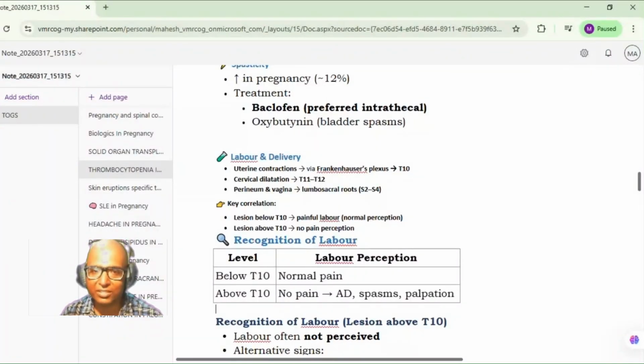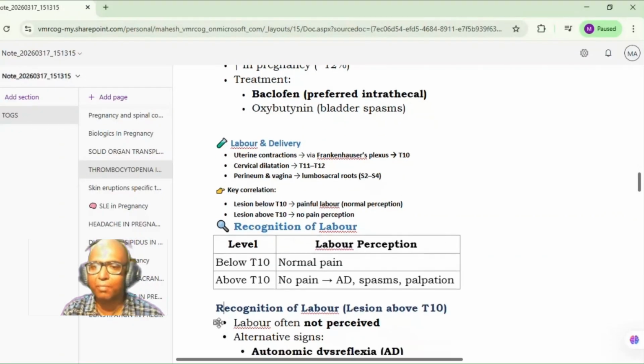So the key correlation is that if the lesion is below T10, there will be painful labor, normal perception. But if the lesion is above the T10 level, the pain will not be felt. So below T10, normal pain. Above T10, there will be no pain. The chances of AD and spasms are there, and palpation is required. There are chances of autonomic dysreflexia and spasm.